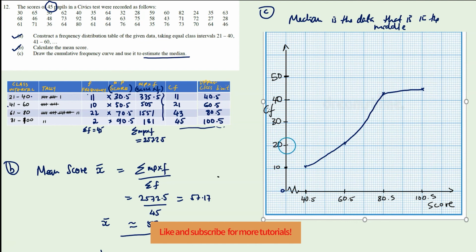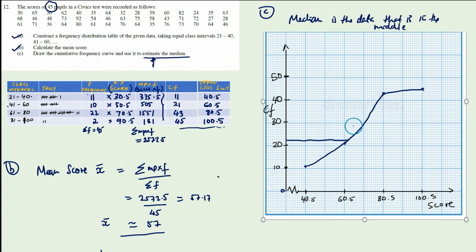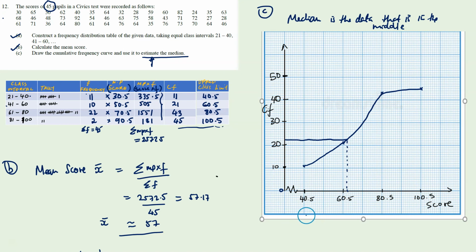We can't get a 0.5 of a person, but this is an estimate. That's what it says, it's an estimate. So we go halfway, 21, 22, halfway, and we draw a line with a ruler and a pencil. I can't draw a line with this software at the moment, so you must make sure you use a pencil and a ruler. And then you bring it down, all the way down here. And you can see at this point is 62.5. So the median score is 62.5.